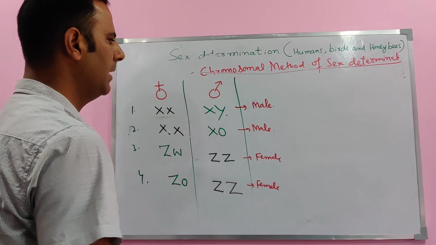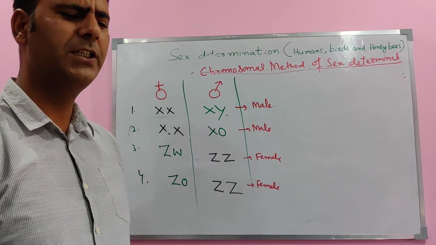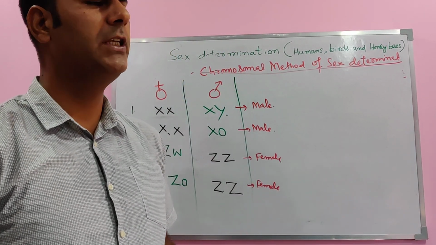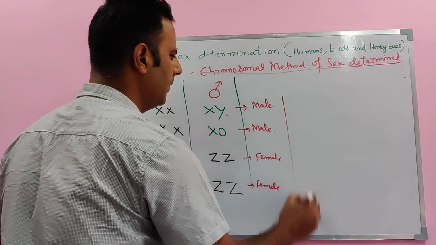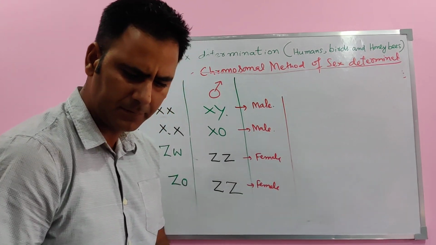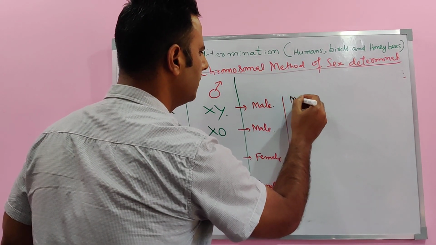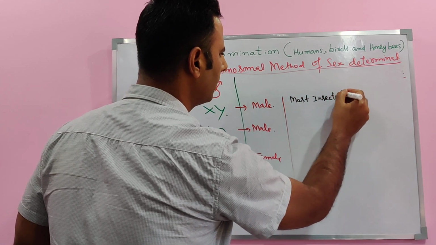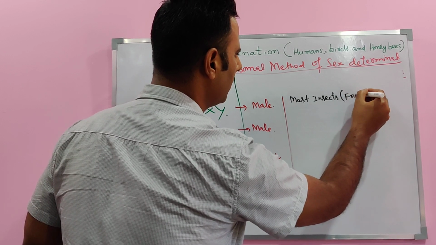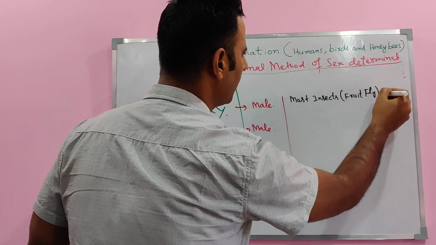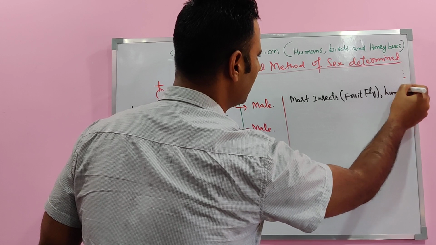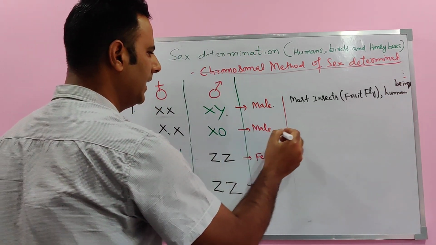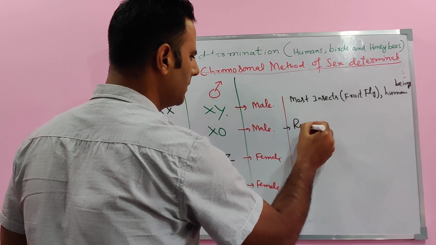We can remember their examples also. In the first case, we have most insects. Here the example is most insects like fruit fly, and we have human beings. We have the same method. We have human beings. In the second case, we have roundworms.